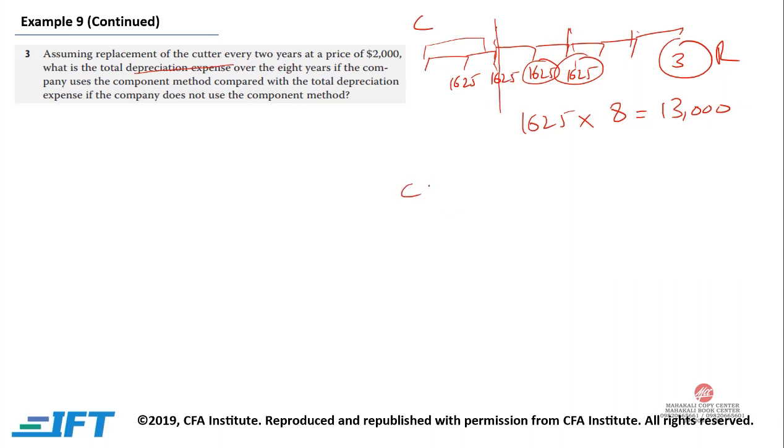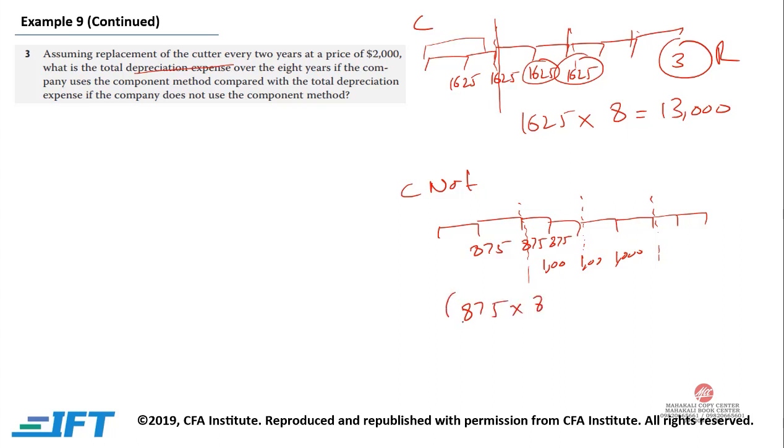If you are not using the component method, we realize that each year the depreciation was 875, and at the end of the second year we were adding 1000 each year. So this is 1 year, 2 year, 3 year, 4, 5, 6, 7, 8. We were going to buy the new cutter 3 times, so each year $1,000 would be added. So 875 multiplied by 8 plus this 1000 which is going to come 6 times. So 875 into 8 is 7000, plus 6000 is going to give us again 13,000. This 13,000 remains the same.